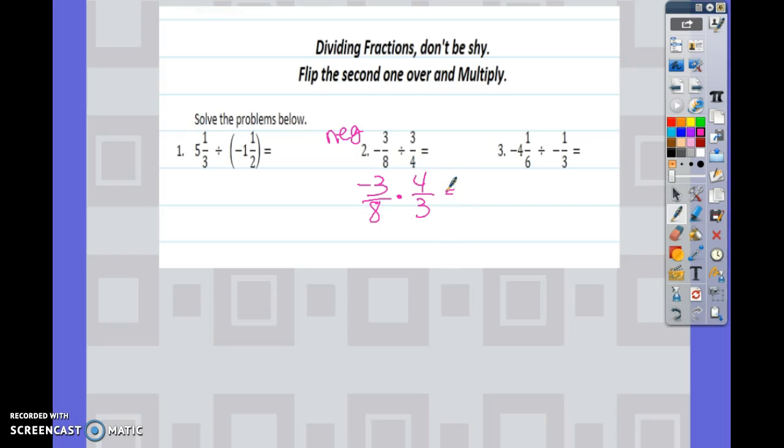I'm going to simplify before I multiply. I see here that I can divide both of these numbers by a 3. 3 divided by 3 is 1. 3 divided by 3 is 1. I can also simplify here. Both of these numbers have a factor of 4. 4 divided by 4 is 1. 8 divided by 4 is 2. So now I'm ready to multiply. 1 times 1 is 1. 2 times 1 is 2. And remember, our answer was negative. So our answer is negative 1 over 2.